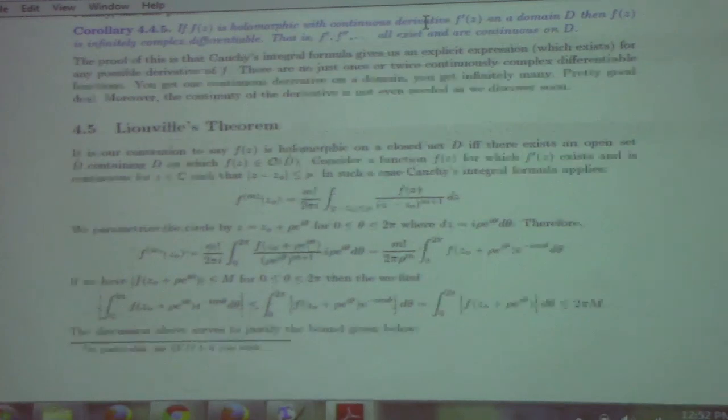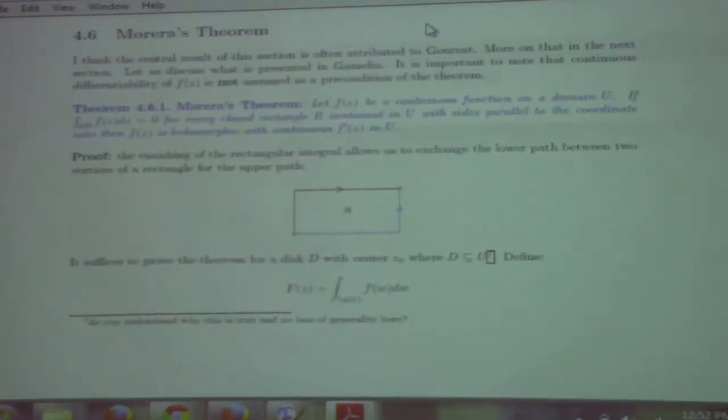But next class, I'll pick up at Morera's theorem and Goursat's theorem, and we'll talk a little bit about z and z bar. Thanks, guys.